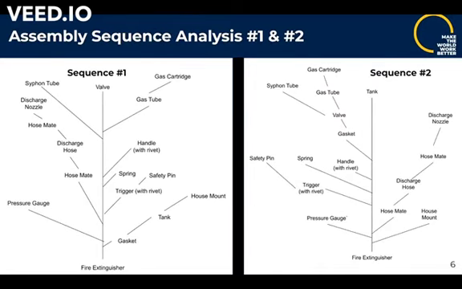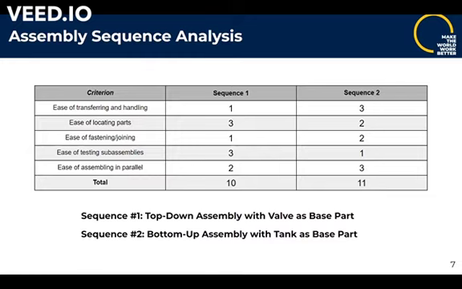All right, here we see two fishbone assembly sequence diagrams. On the left side, we see sequence number 1, which is the top-down assembly with the valve as the base part. And on the right side, we see sequence number 2, which is the bottom-up assembly with the tank as the base part. On the next slide, we compare these two fishbone diagrams, and we concluded that sequence 2 would likely be the better assembly diagram, mainly because instead of sequence 1, where you have everything connecting to the valve and then you attach it to the tank, everything is more streamlined and in sequence. And we rated this from 1 to 3 for each column, 1 being the worst and 3 being the best.